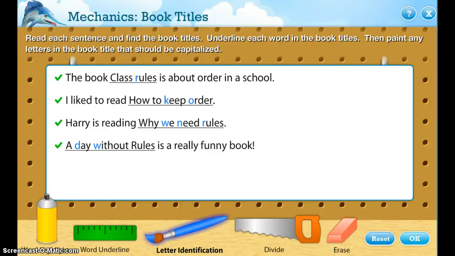All right, great job. In your activity coming up, you're going to look at a paragraph. You're going to look for those book titles, make sure they're capitalized, and underline them.